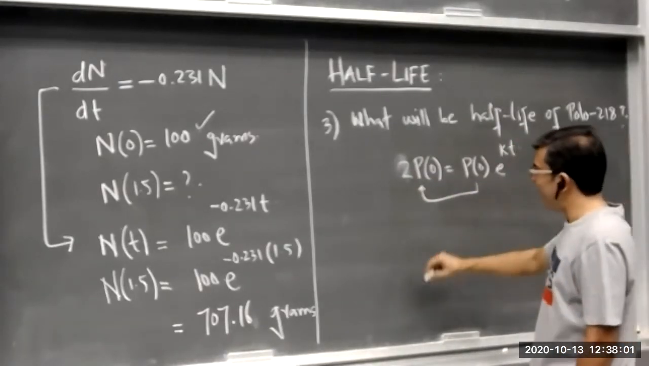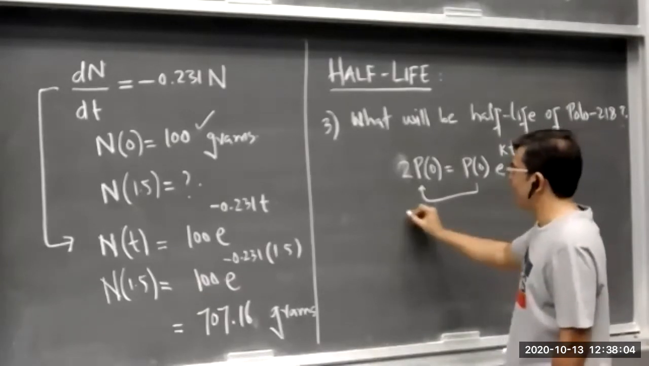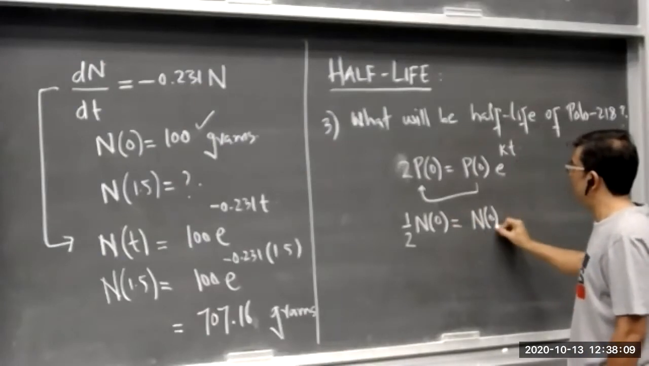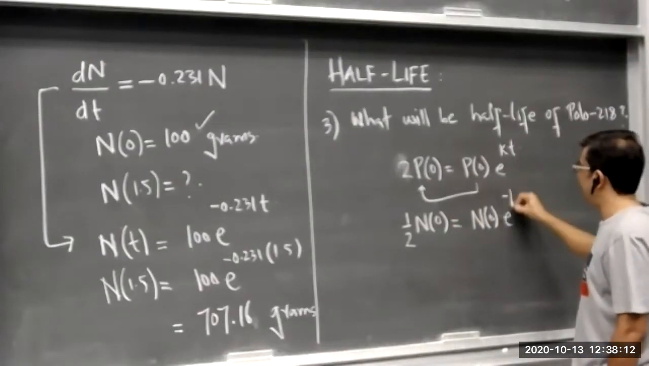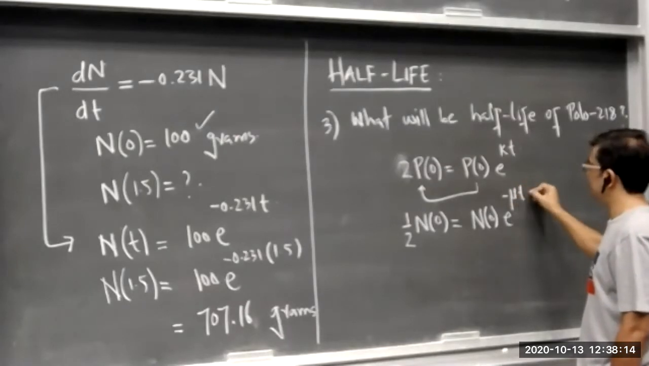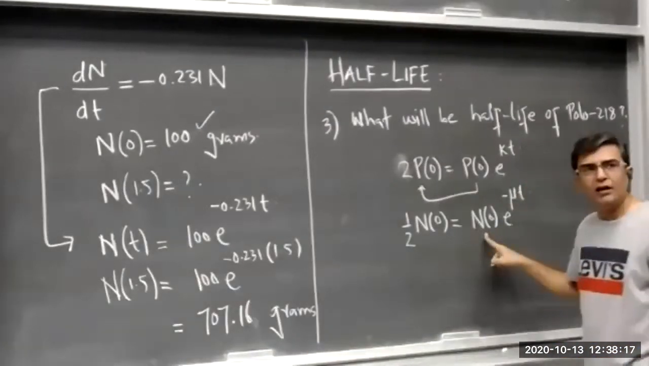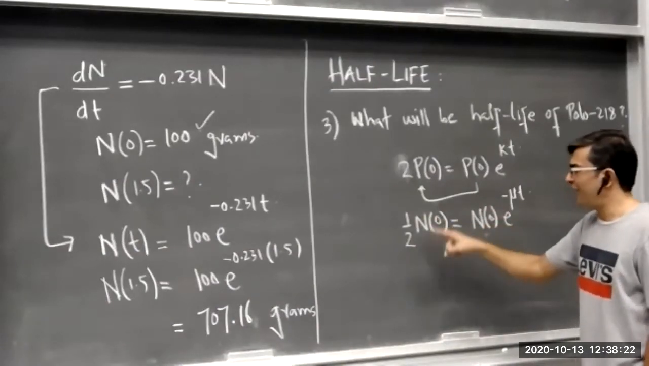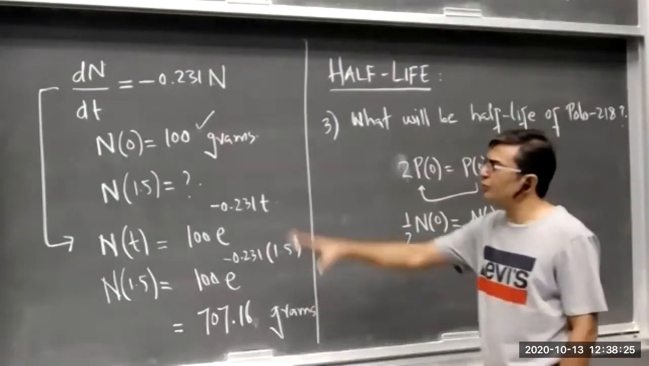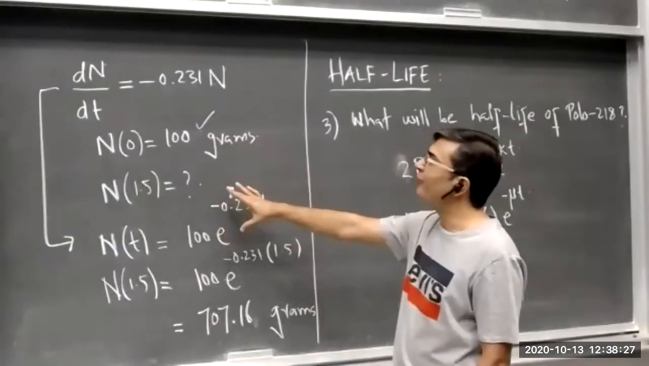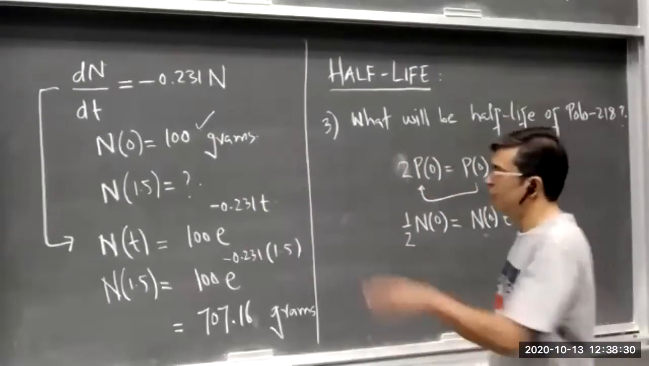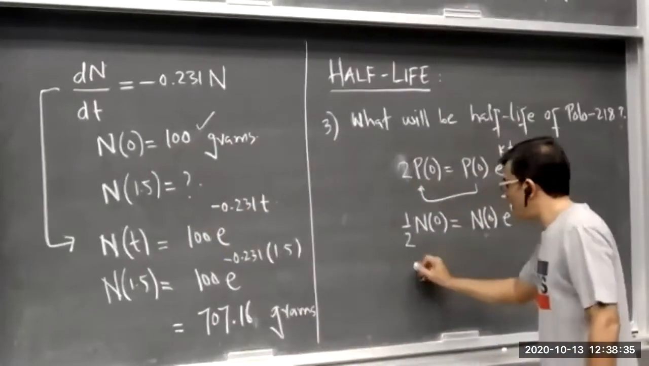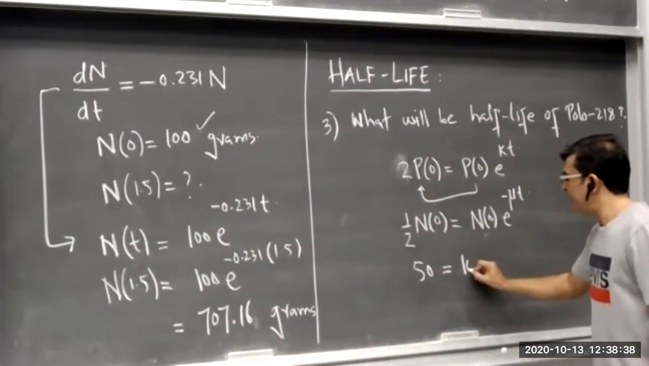Now in the half-life, what will we do? Here we will halve it. Half of n of 0 is equal to n of 0 times e raised to the power negative mu t. So if the initial amount is n of 0, then its half will be 1 by 2 of n of 0. In this example, if we want to compute the half-life of polonium, the initial amount of that substance is 100 grams. So half of that 100 grams is 50.